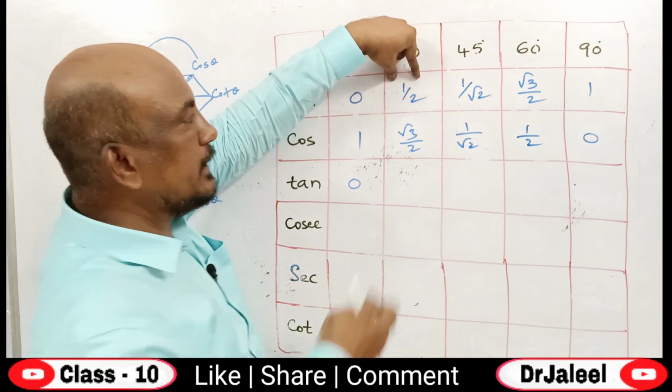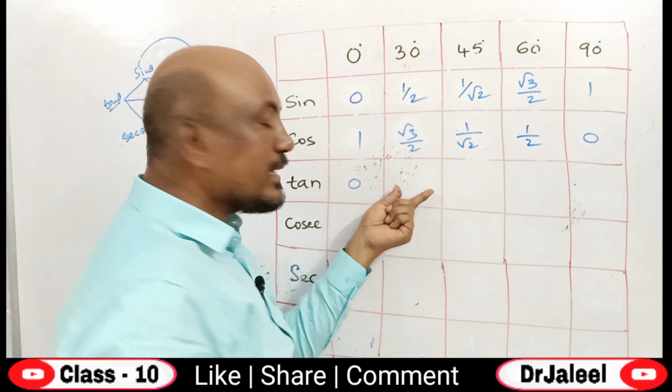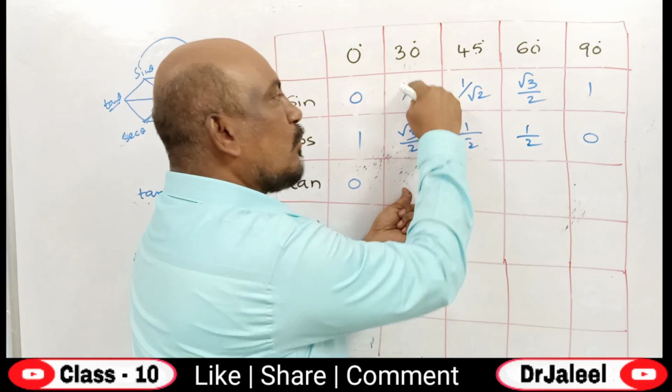What is sin 30? 1 by 2. What is cos 30? Root 3 by 2. What is tan 30 going to be? 2 to cancel, 1 by root 3.